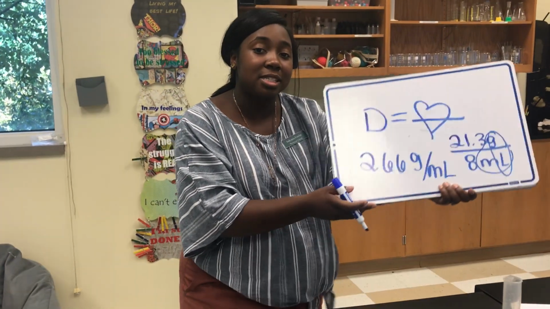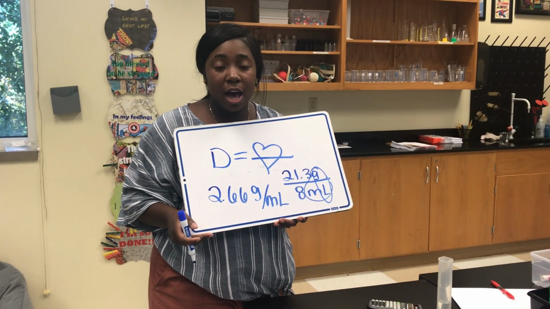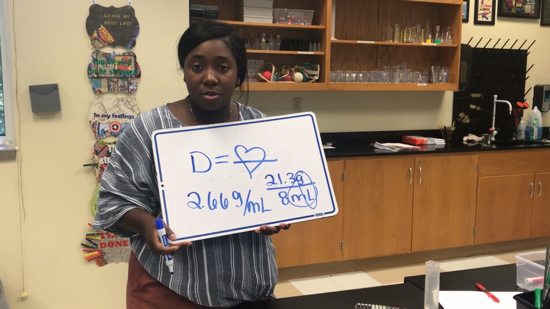This is how we find the density of an irregularly shaped object when we don't necessarily know the volume.